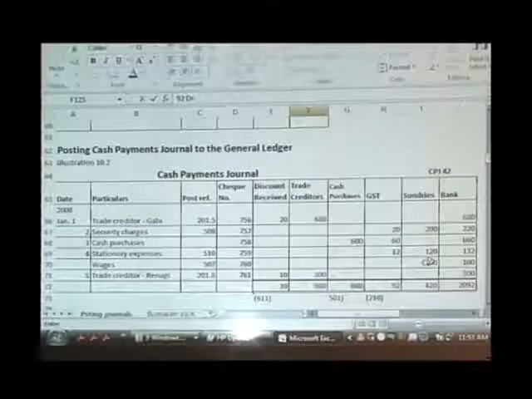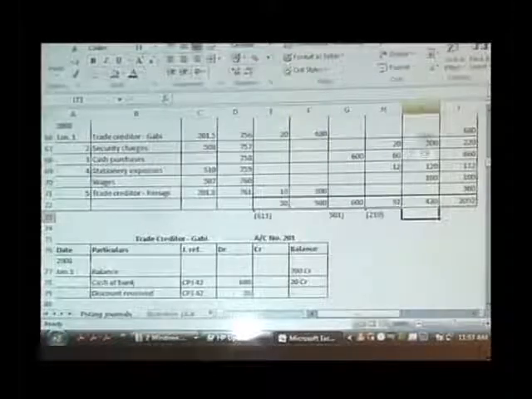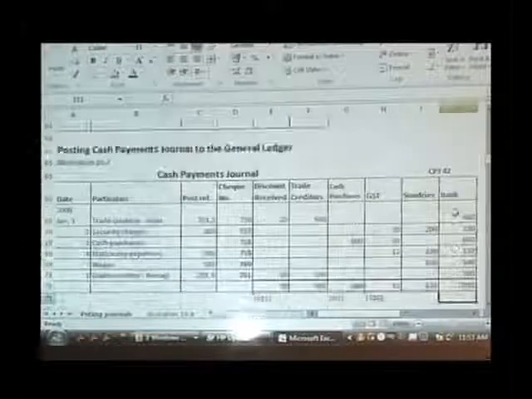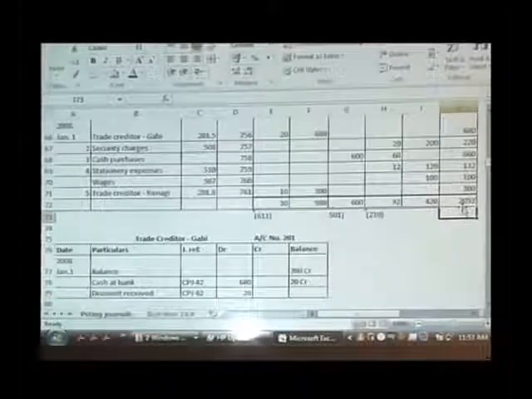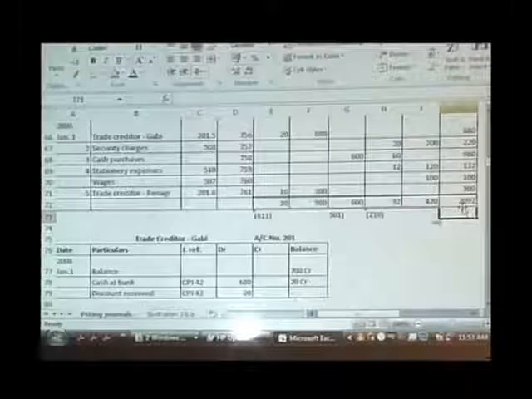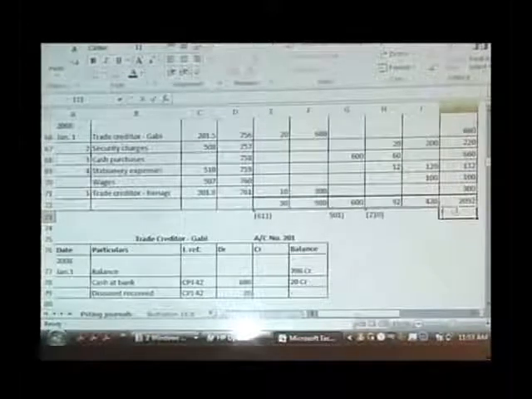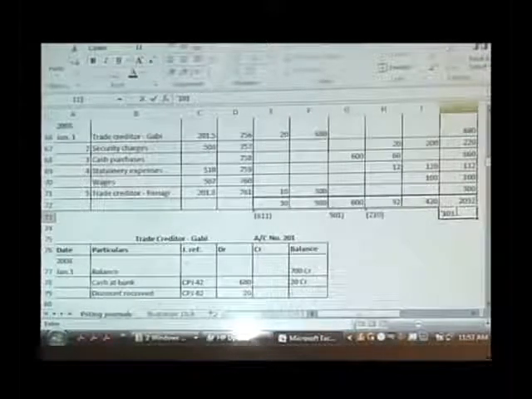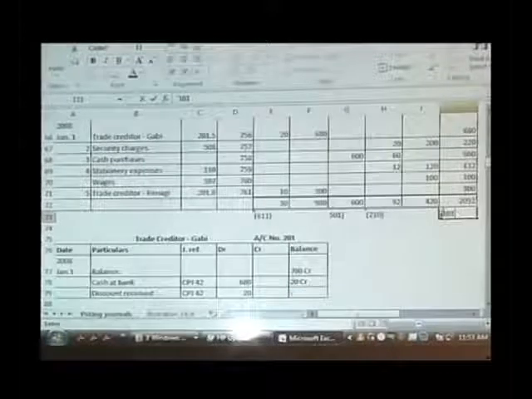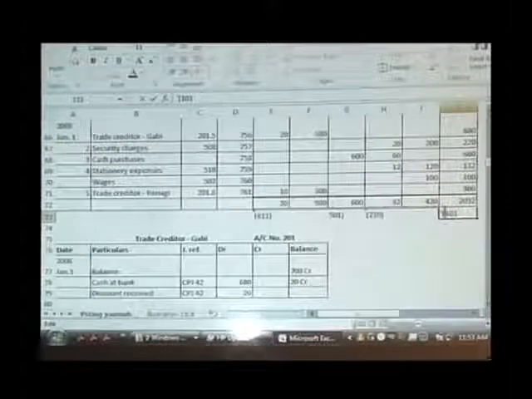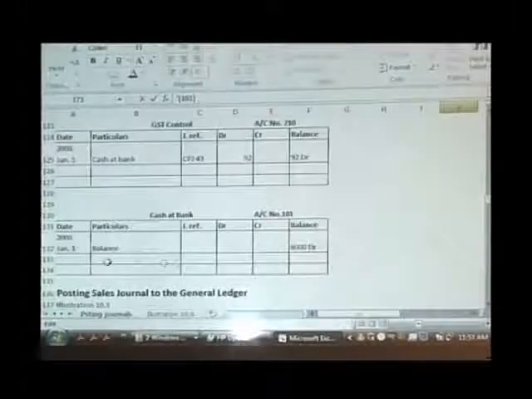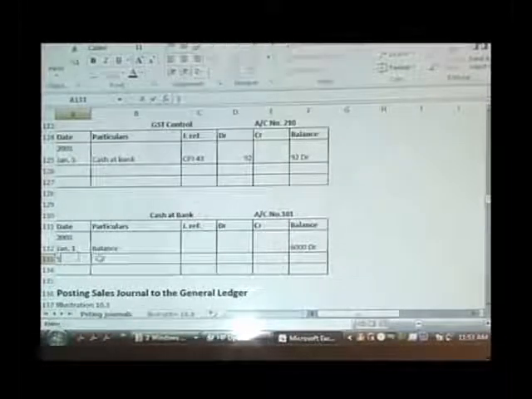And next column, sundries column, these items were already posted, and the bank column. The bank column is posted to the cash at bank account. Cash at bank account, account number 101. 101, find the account, it's here. The date is 5th January.